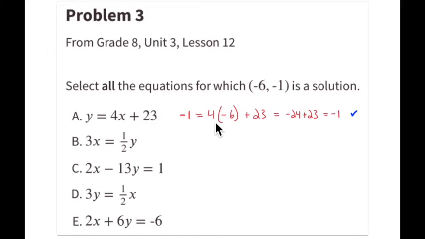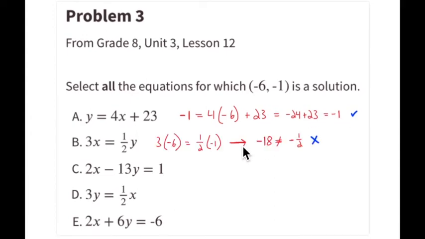So in the first case, 4 times -6, so replacing this x with -6 equals -24. A -24 plus a positive 23 equals -1. So both sides are equal. Y is -1, and when you solve for the right side, you get -1. So A works. B, x is -6, so 3 times -6 is -18. Y is -1. A -1 times 1/2 is a -1/2. They are not equal. So B does not work. B, -6, -1 is not a solution for B.